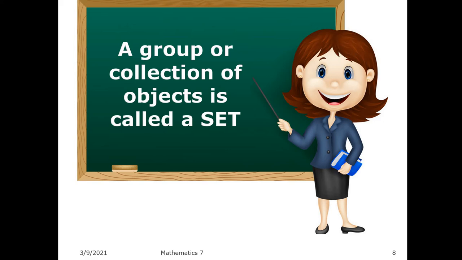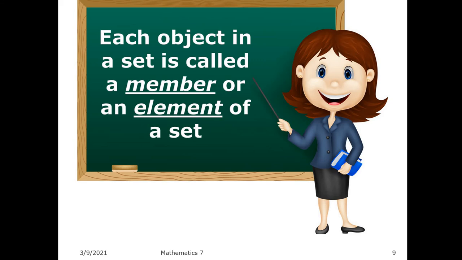If we're going to define it, a set is simply a group or a collection of objects. In math, we call them a set. The members of a set, that's each object in a set, we also call the elements of a set.